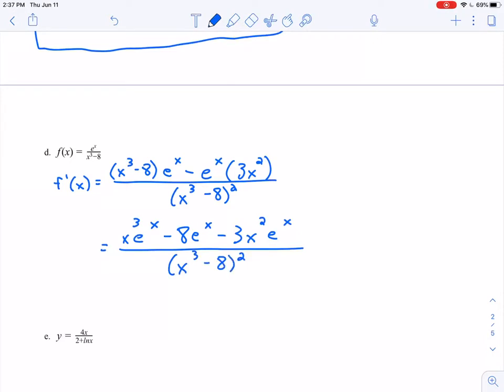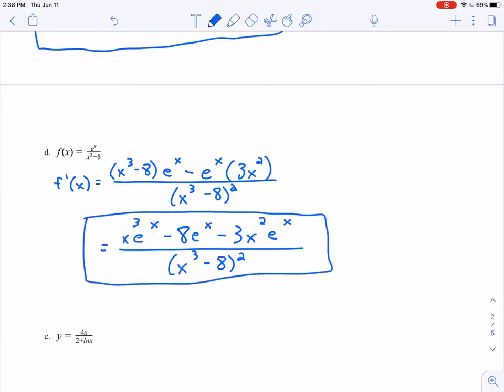Just like last time, if you wanted to, you could factor out an e to the x from each term in your numerator. I don't think it makes that much of a difference here for this particular problem, though. So I would just probably say, you know what, here's our derivative. Let's call it a day.